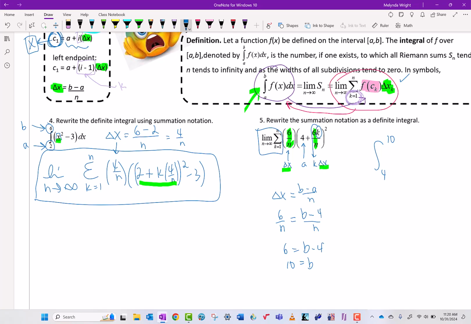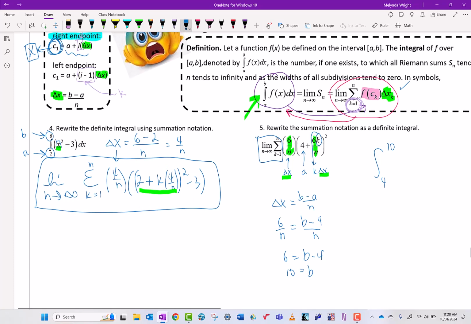The last thing we need to do is to write the function. Now, if you'll recall, this part right here goes in for the x, right? This a plus i delta x, so a plus k delta x. This part goes in place of the x. So x, and then what's happening to this x? This x is squared. And that's it. That's our integral.